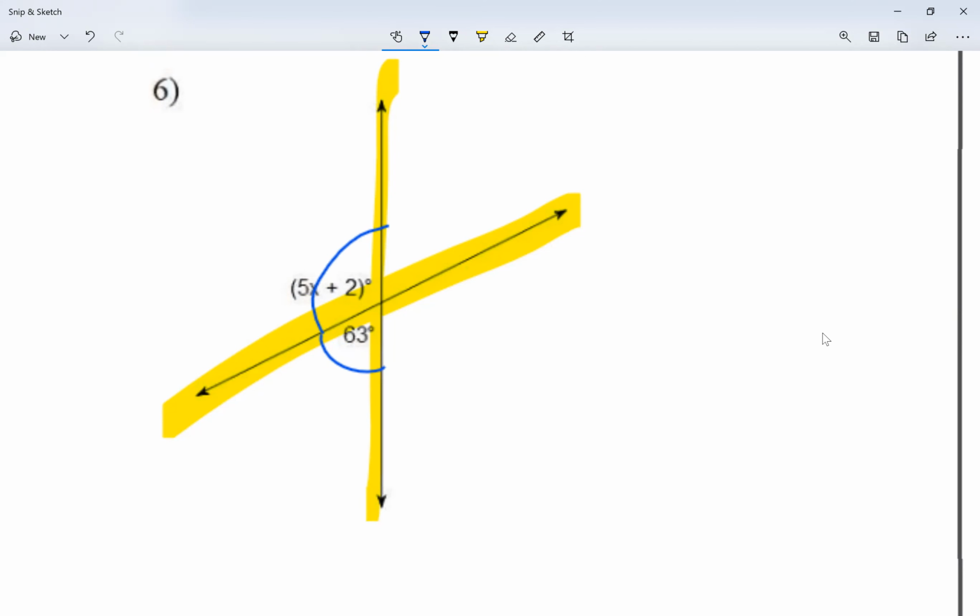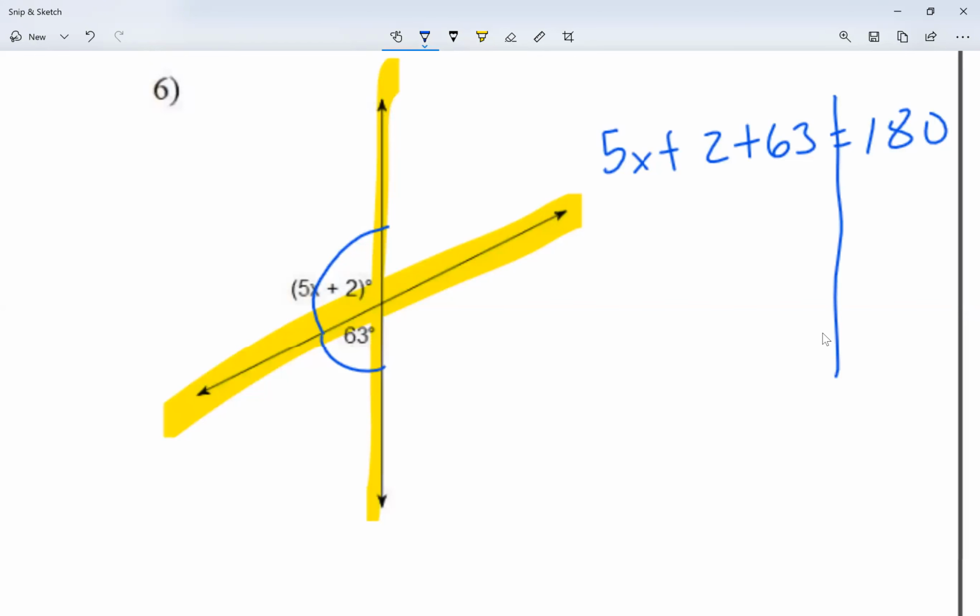So what I'm going to do, I'm going to go 5x plus 2. I'm going to combine these angles. 5x plus 2 plus 63 is going to equal to 180. Let me fix my x. That looks really weird. So I have 5x plus 2 plus 63 equals 180. Let me separate it through the equal sign. Letter-wise, I only have 5x. I'm going to combine like terms. Plus 2 plus 63, that is 65. Again, I'm combining like terms, and all of this is equal to 180.